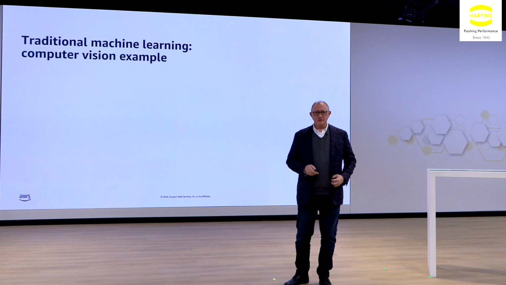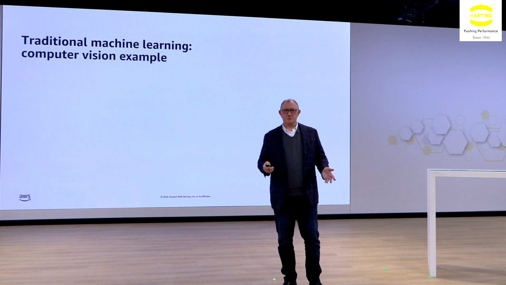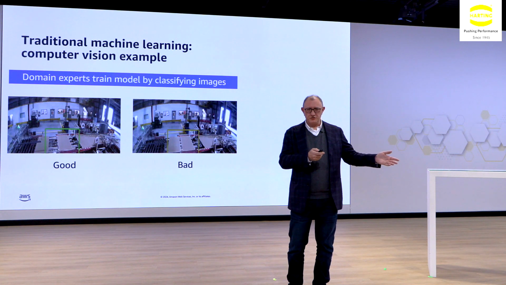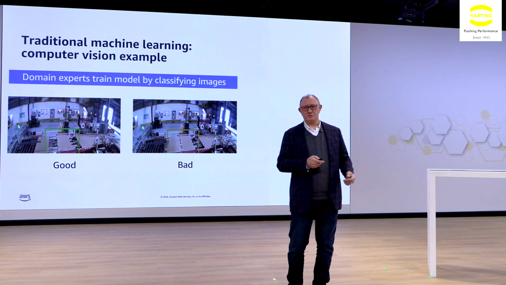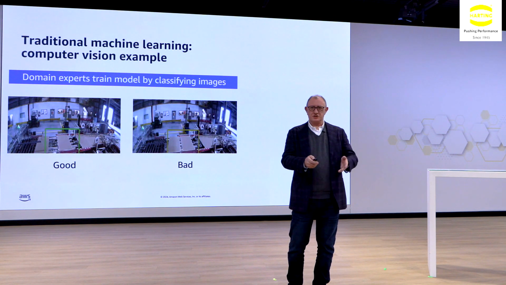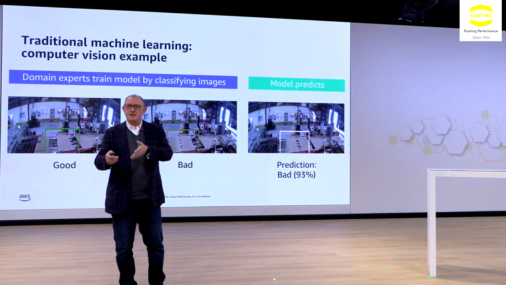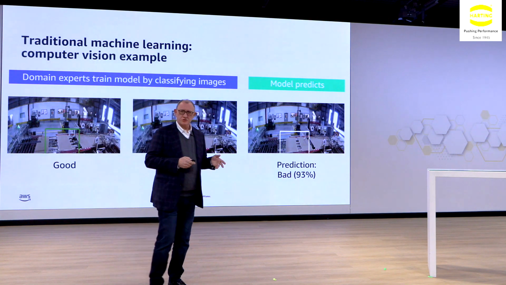So let's dive in. Most people in the audience, I'm sure, are familiar with traditional machine learning. Traditional machine learning is where you, as an example for computer vision, and some of my colleagues, guest speakers, will talk more about this later, can train the model. You can say, this is a good image, this is a bad image. And then when you run a prediction, you can see what's predicted, and you understand the probability of the prediction being right, and you can make a better decision. This is traditional machine learning.